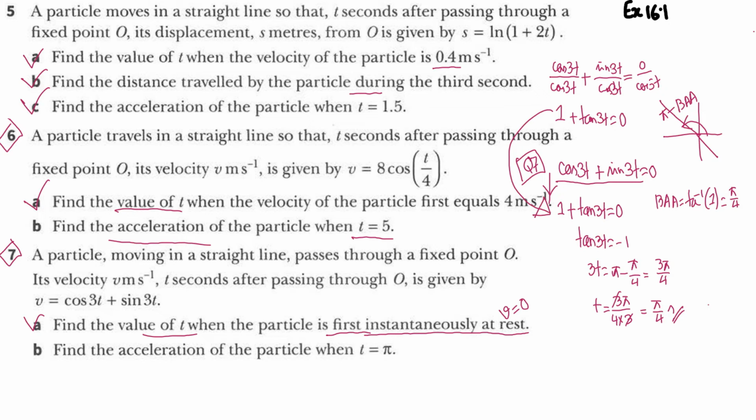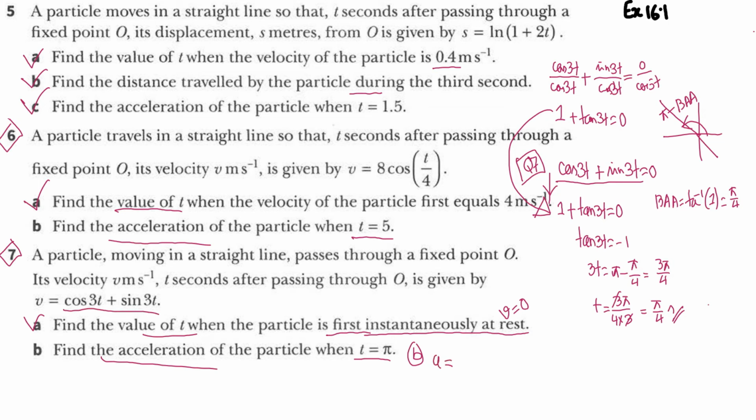Let's go to the second question. It is written there: the acceleration of the particle when t equals pi. So it's the velocity expression. We needed to differentiate the trigonometric function, then we get the acceleration.